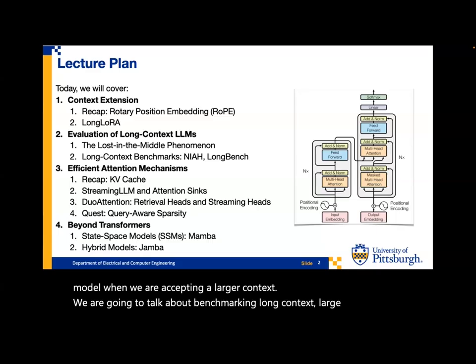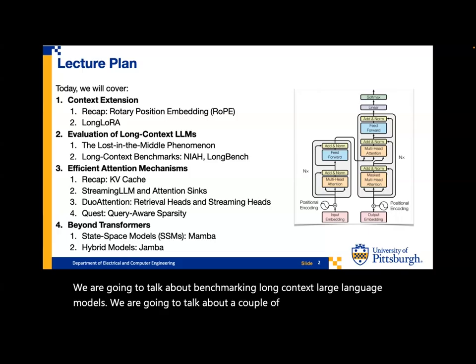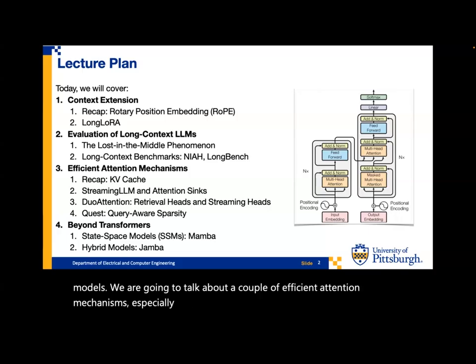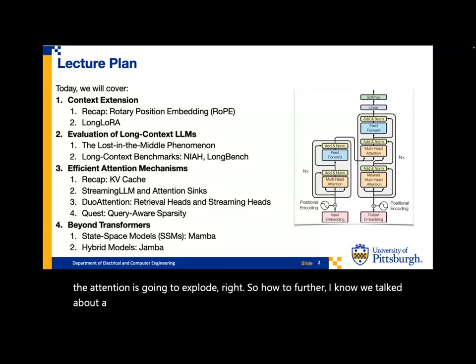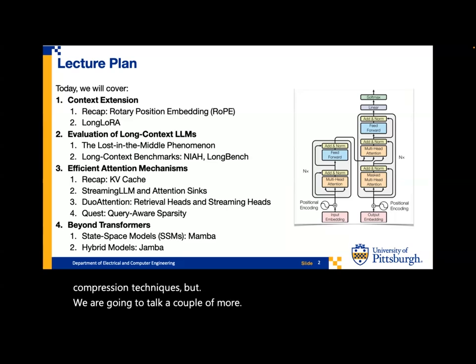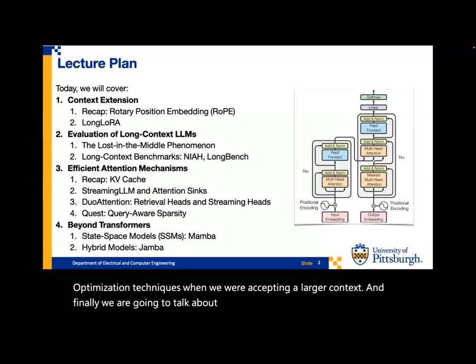We are going to talk about a couple of efficient attention mechanisms, especially because when we accept a much longer context, the attention cost is going to explode. We talked about a lot of different attention compression techniques, like KV compression, but we are going to talk about a couple more optimization techniques for accepting a larger context. And finally, we are going to talk about a new model trying to replace the transformer.